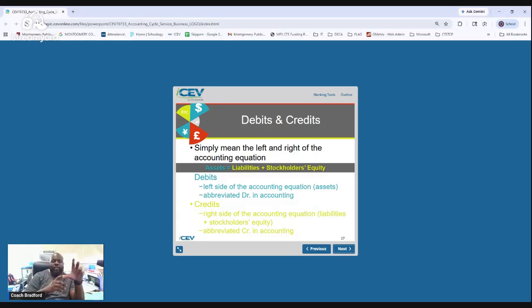Now you have two terms here: debits and credits. Debits simply mean the left side of the accounting equation. Credits simply mean the right side of the equation. Okay? Debits, left; credits, right. One way I used to remember that is credits got an R in it. Debits don't. R for right. Neither one of them got an L. Only one of them got an R. Right. Credit. Credits go on the right side.